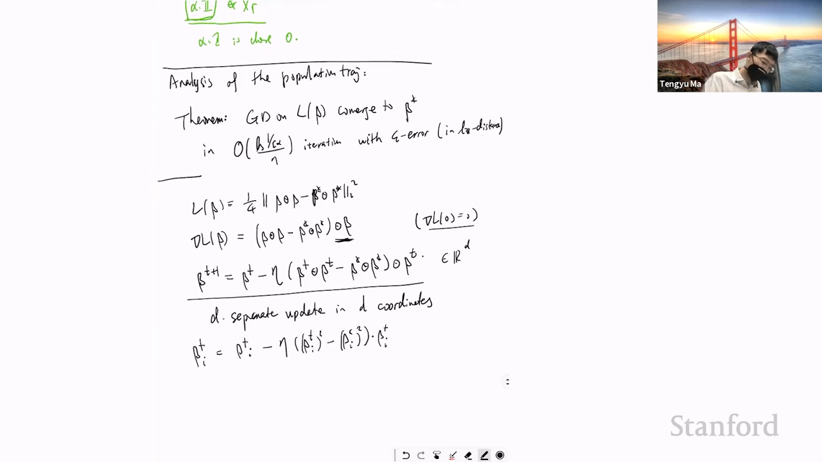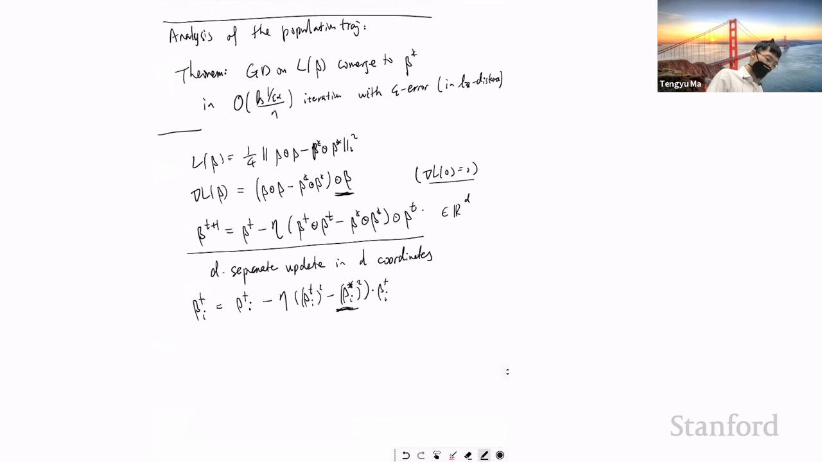But these different coordinates have a little bit of difference, right? Because this one is different. Otherwise, all the coordinates are doing the same thing. So the target is different.